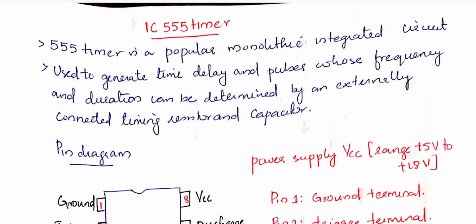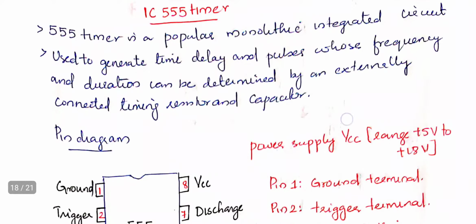Welcome all. In this video, we will see the next topic of Module 4. This is the last topic under Module 4, that is IC 555 timer. So it is an IC or integrated circuit known as 555 timer. So timer IC used for producing certain pulses or delay signals. So 555 timer is a popular monolithic integrated circuit.